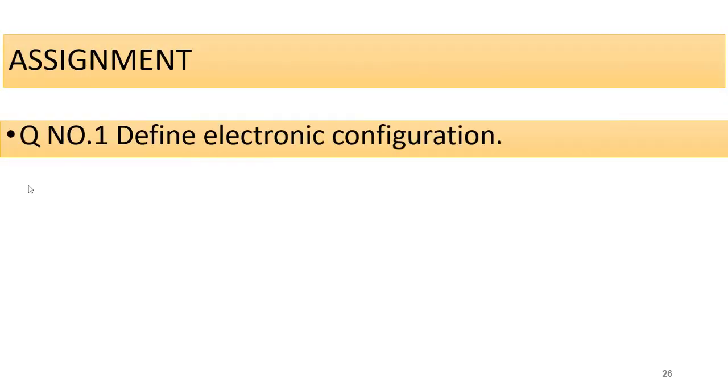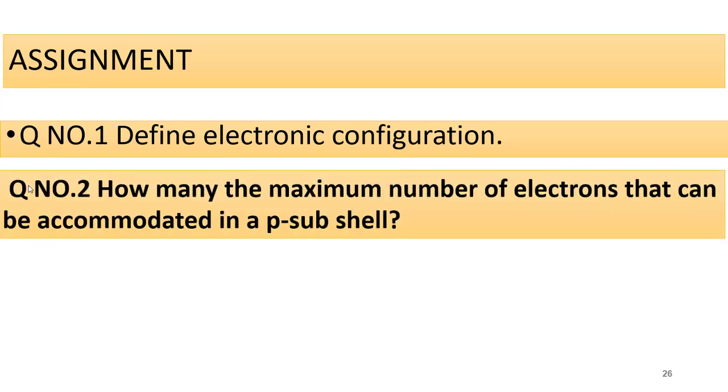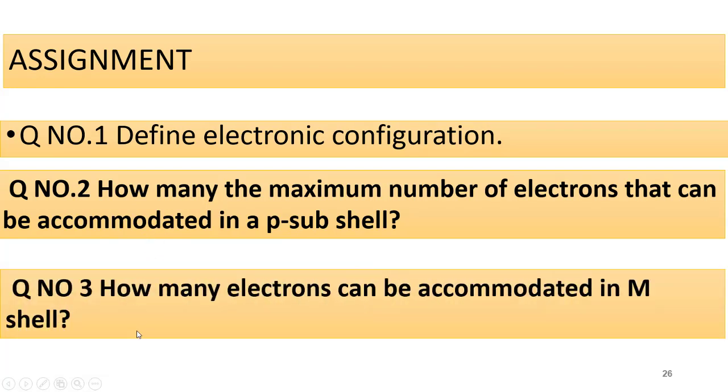Question number 1 is define electronic configuration. You have to write the definition of electronic configuration. Question number 2, what is the maximum number of electrons that can be accommodated in a p subshell. P सबशेल में मैक्सिमम कितने इलेक्ट्रॉन्स अकोमोडेट हो सकते हैं ये आपने बताना है. क्वेश्चन नंबर 3, हाउ मेनी इलेक्ट्रॉन कैन बी अकोमोडेट इन M शेल. M शेल में मैक्सिमम कितने इलेक्ट्रॉन्स अकोमोडेट हो सकते हैं.